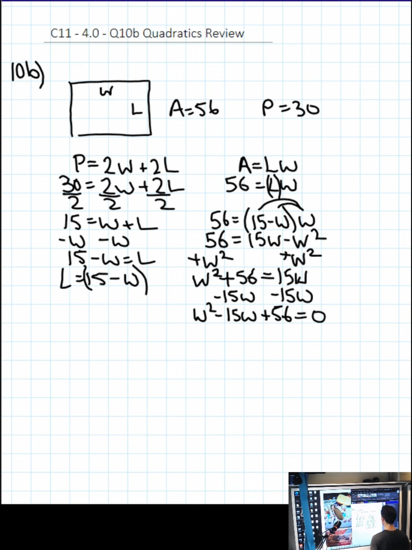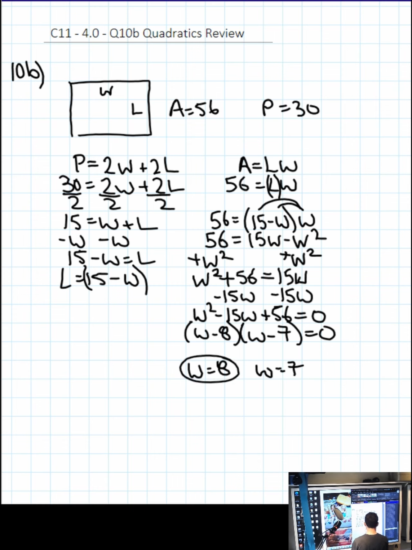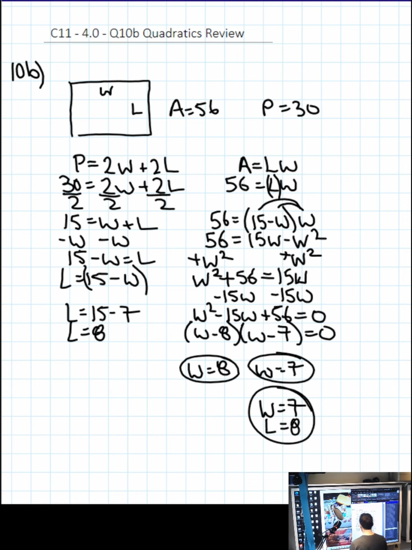Two numbers that multiply together to get 56 and add together to get negative 15 are negative 8 and negative 7. So we can say W minus 8, W minus 7. If we set our factors equal to 0 separately and solve, we'll get W equals 8, and W equals 7. Circle both of our answers. So let's start off with W equals 7. If W equals 7, L equals 15 minus 7, L will equal 8. And then if we take our equation again and do L equals 15 minus W being 8, we'll get L equals 7.